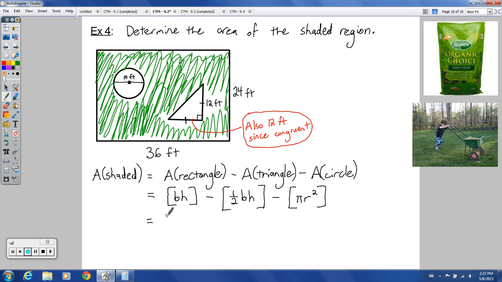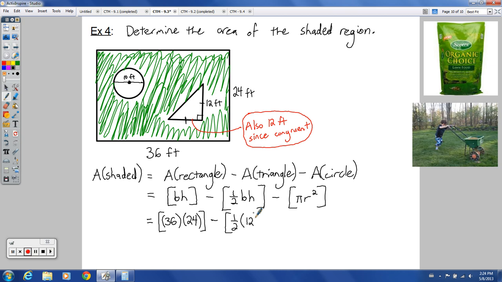So let's look at this. I'm going to keep my brackets for now, just to keep the parts distinct and separate and hopefully easy to follow. This base and height is 36 and 24. I'm going to tell you, we can assume that this was a right angle. So you can trust the looks of the picture on this one. So it's 36 times 24 minus, now 1/2, what's the base and height of the triangle? Look for the perpendicular parts, it's just 12 and 12.